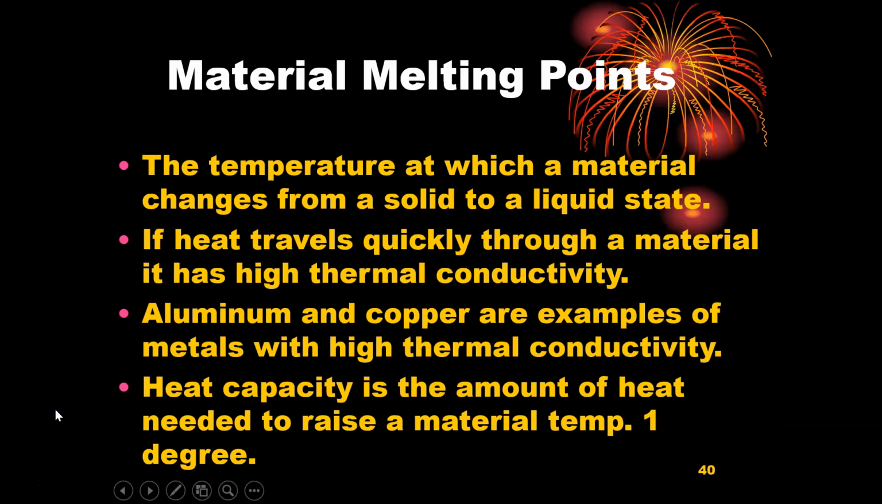Materials melting points. Figure 425 provides a sample of materials melting points. The temperature at which a material changes from a solid to a liquid state. If heat travels quickly through a material, it is said to have high thermal conductivity. Aluminum and copper are examples of metals with high thermal conductivity. Heat capacity is the amount of heat needed to raise a material's temperature by 1 degree.